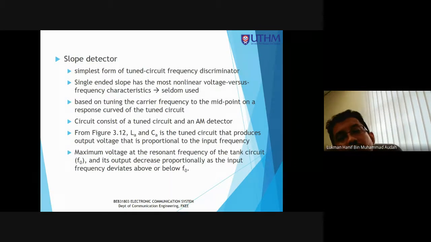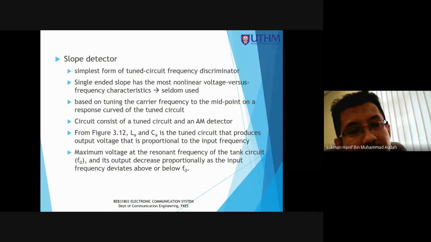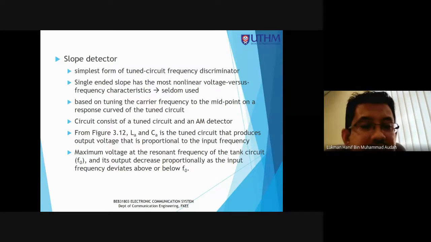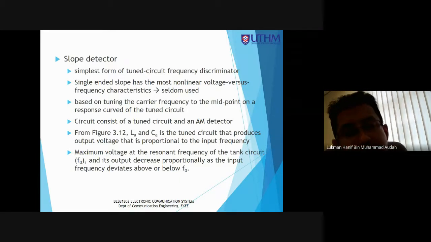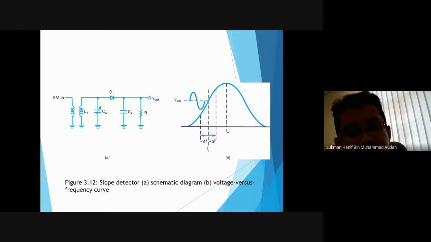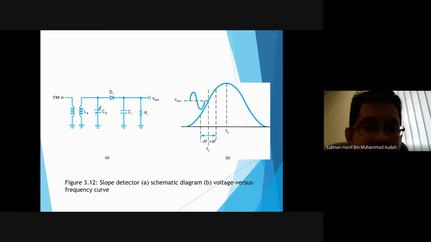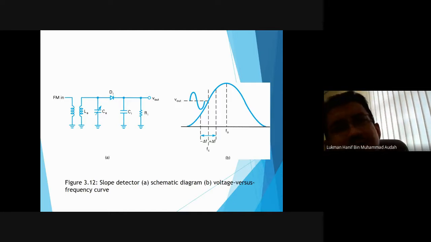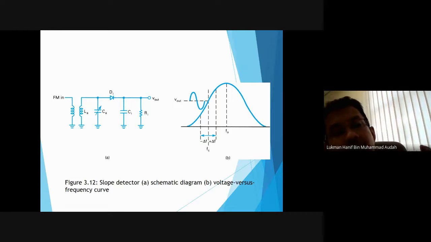So we want to look at the detectors, types of detector, jenis-jenis detector. Salah satunya yang pertama adalah slope detector. Okay, slope detector yang paling simple lah. Okay, so slope detector kalau you lihat di sini, so sekarang you must assume that the input signal to the demodulator adalah dalam range frekuensi IF.